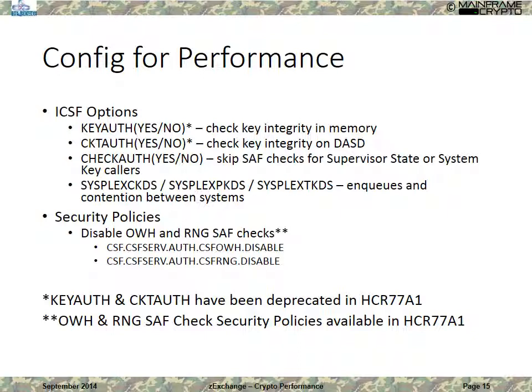Well, it doesn't really make sense to perform that SAF check if somebody can get around it by just calling the assembler instruction directly. So with the latest version of ICSF, you can tell ICSF, don't even bother checking the SAF call for the API for the one-way hash. There's no point in it because people can get around it anyway. You could set the one-way hash profile and give it a UACC of read and give everybody access, but you're still performing the SAF check, and that has an impact on your performance. But by setting this policy to disable, you're just telling ICSF, hey, don't worry about it. People can get around it. Just skip that SAF check.